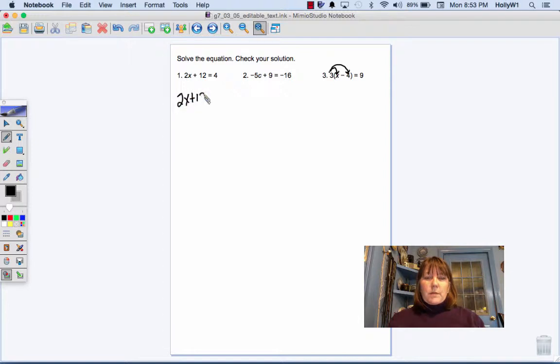So let's rewrite this. 2x plus 12 is equal to 4. So we're going to undo the addition. So 2x, 12 minus 12 is equal to 0. So 2x is equal to 4 subtract 12, that should give us negative 8. Divide by 2, because that's the opposite of 2x. These will cancel out. If you divide by 2 on one side, you have to divide by 2 on the other side. So you end up with x is equal to negative 4.